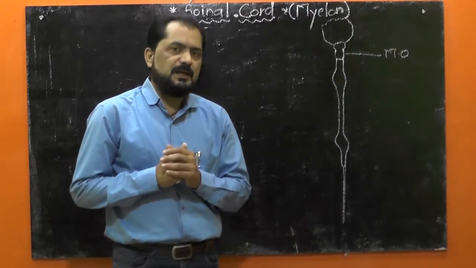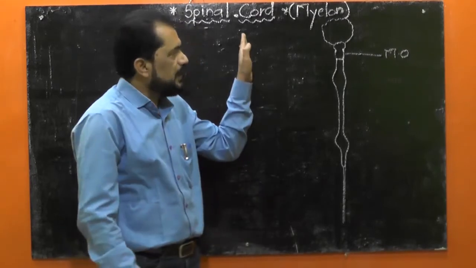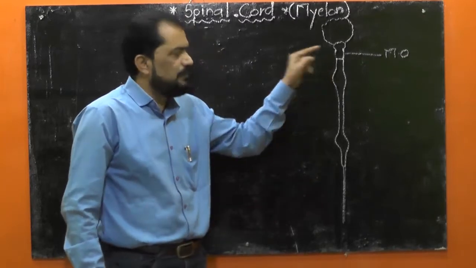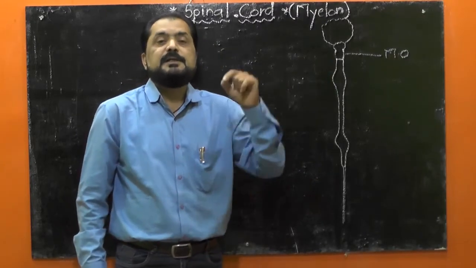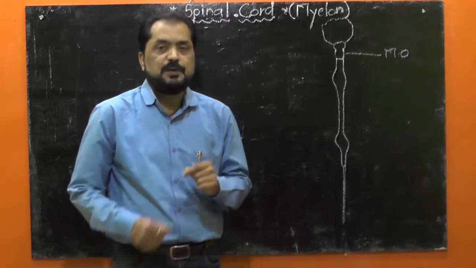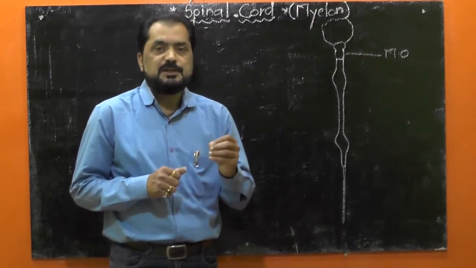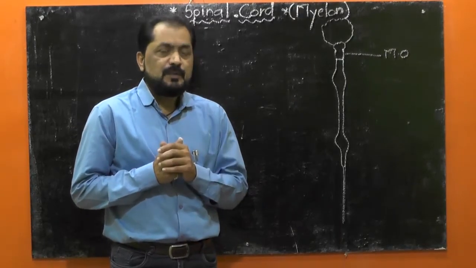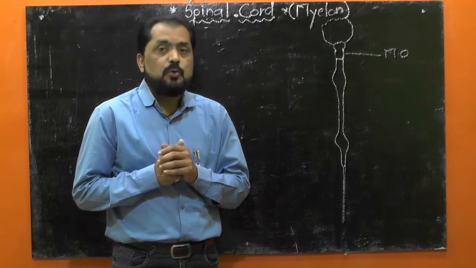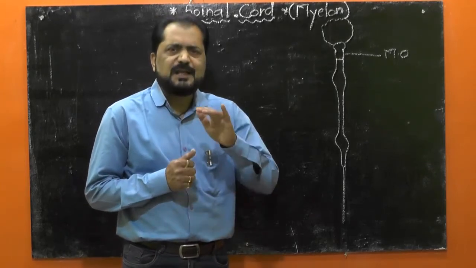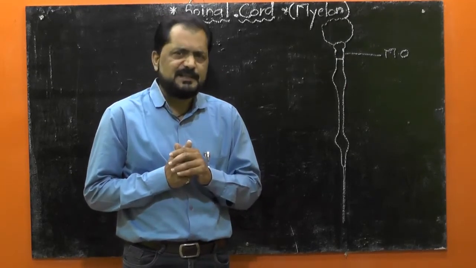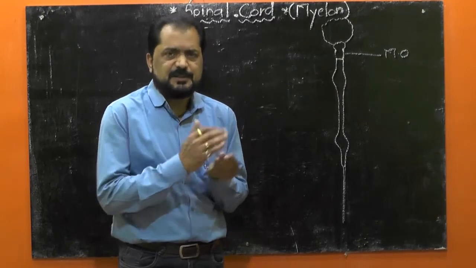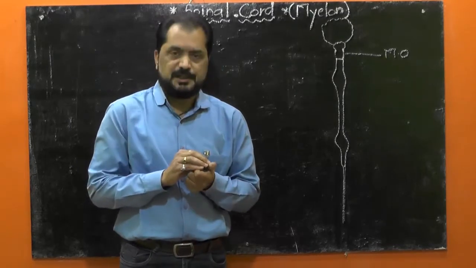So once again I am going to repeat that the spinal cord is simply the posterior extension of medulla oblongata and it runs through the cavity of the vertebral column, that is neural canal. The spinal cord is cylindrical but somewhat dorsoventrally flattened. It is not exactly cylindrical. It is slightly dorsoventrally flattened.